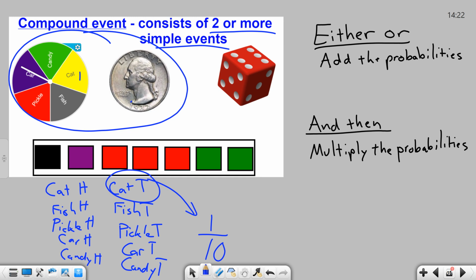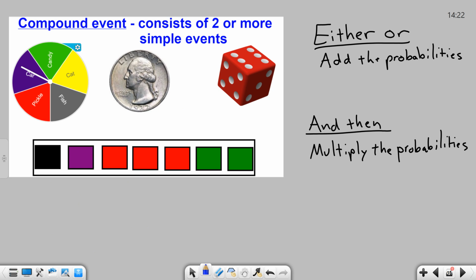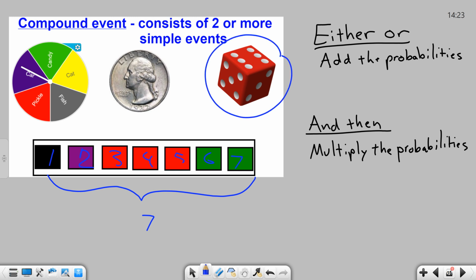So you could figure out how many possible outcomes there are in a lot of things, basically by multiplying the number of outcomes times the number of outcomes. Like if I did this, aren't there 7 outcomes? 1, 2, 3, 4, 5, 6, 7, and maybe I'm going to spin this. Aren't there 6 outcomes? 7 times 6, guess what? There's 42 possible outcomes, right?